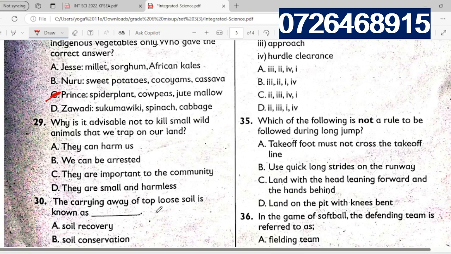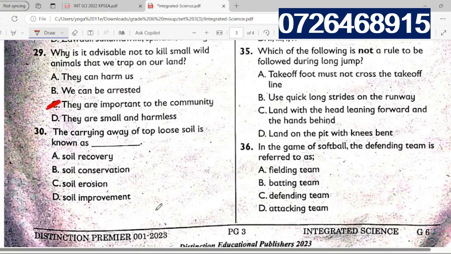Why is it advisable not to kill small wild animals that we trap on our land? They are important to the community. The carrying away of topsoil is known as soil erosion.